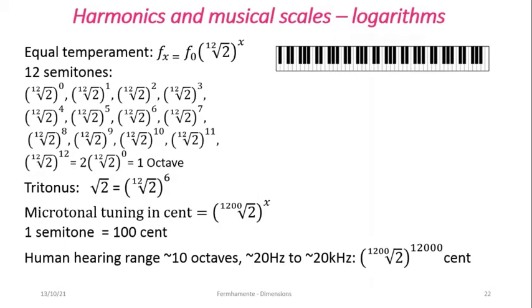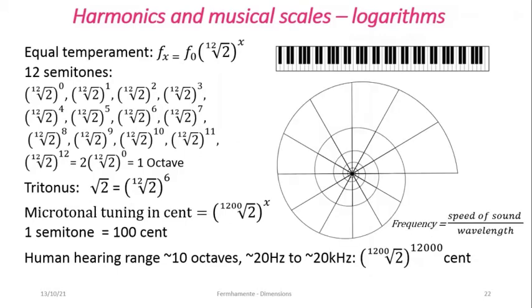Now, the human hearing range is about 10 octaves, which is from 20 hertz to about 20 kilohertz. This also depends a bit on the age. So it would be the 1200th root of 2 to the power of 12,000 in cents. Now, this hearing range can be visualized as a spiral. In the image here, we can see how the straight lines are the octaves of the 12 tones of the equal temperament scale, all in the 10 octaves.